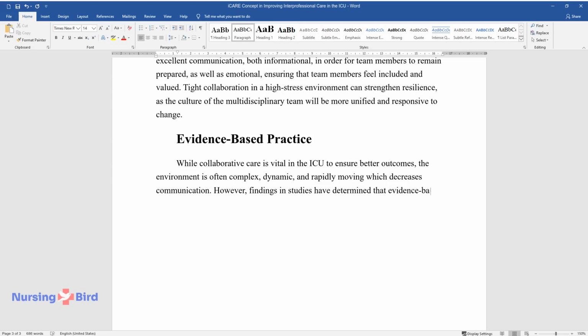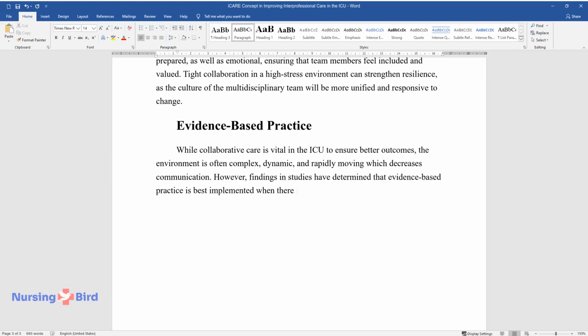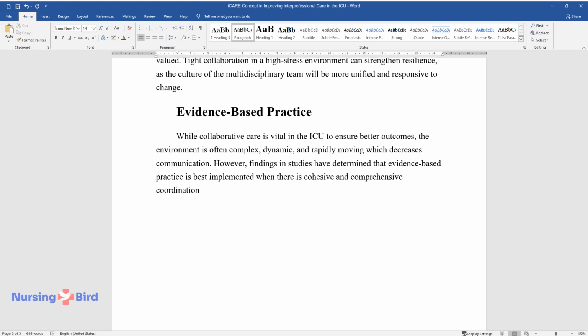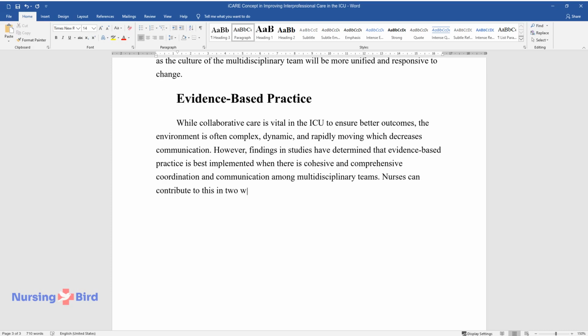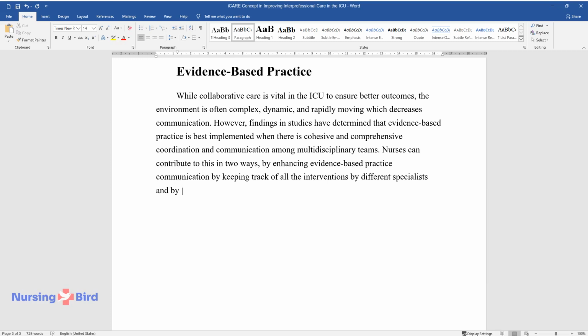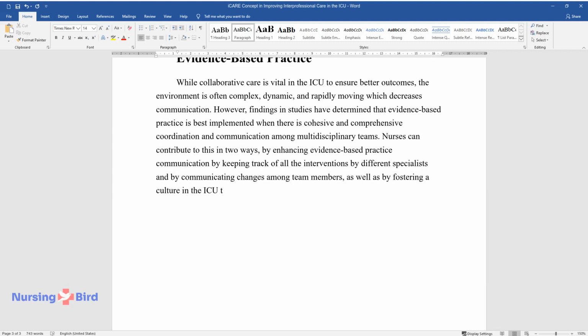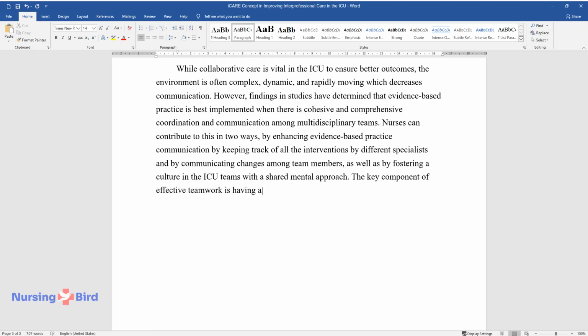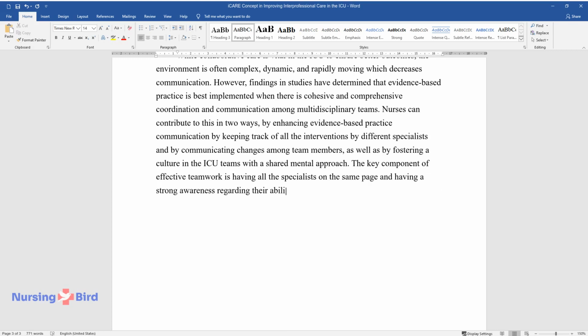However, findings and studies have determined that evidence-based practice is best implemented when there is cohesive and comprehensive coordination and communication among multidisciplinary teams. Nurses can contribute to this in two ways: by enhancing evidence-based practice communication by keeping track of all the interventions by different specialists and by communicating changes among team members, as well as by fostering a culture in the ICU teams with a shared mental approach. The key component of effective teamwork is having all the specialists on the same page and having a strong awareness regarding their abilities and treatments as well as those of their team members.